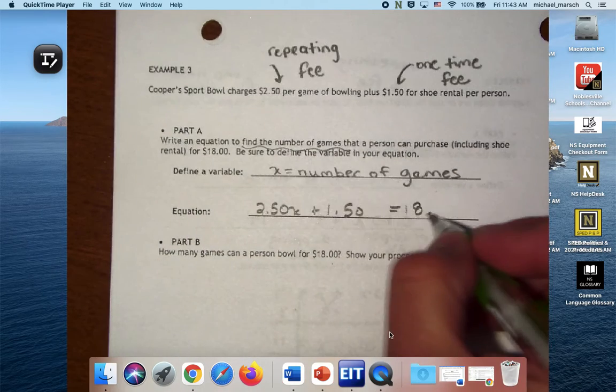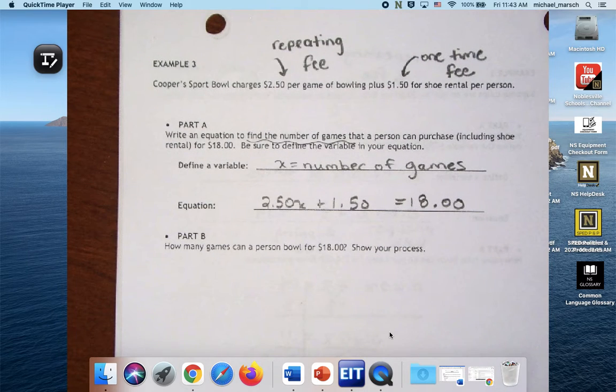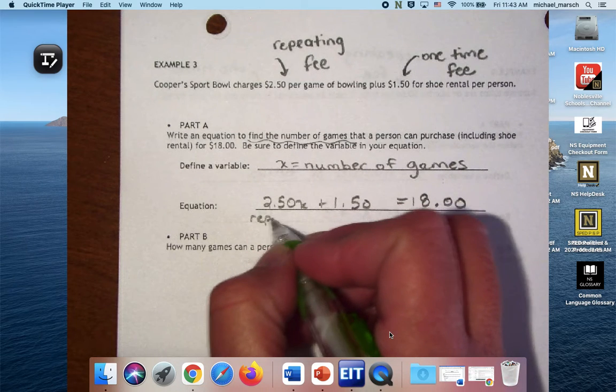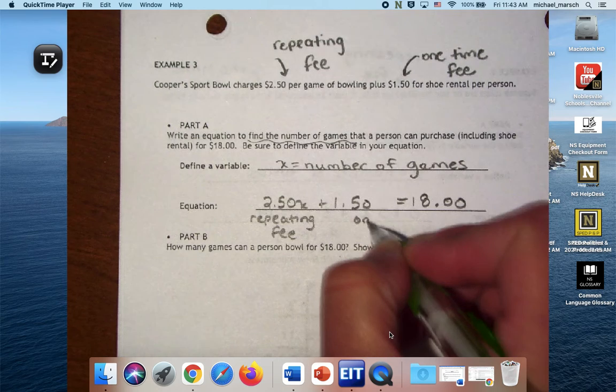Perfect. Oh, that's it? That's how you set them all up? That's how we're going to set up most of these, yes. Okay. So then this is our repeating fee, right? Mm-hmm. This is our one-time fee.